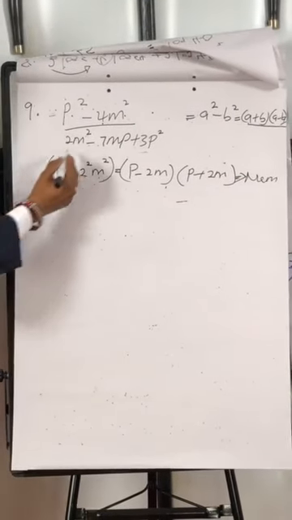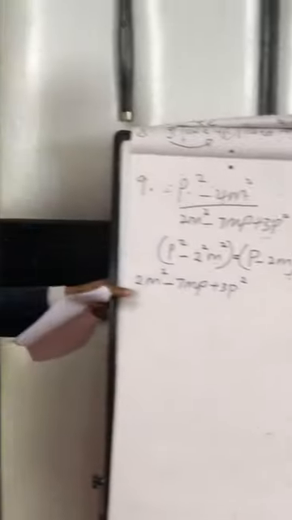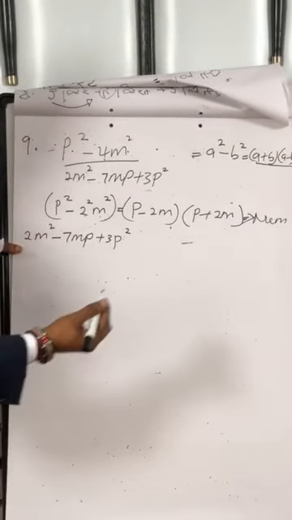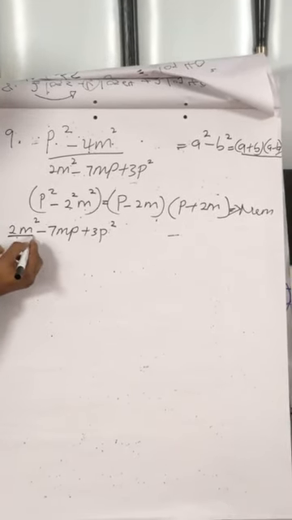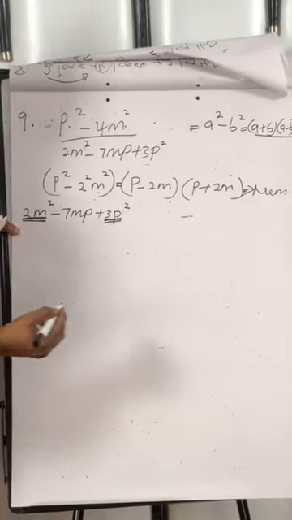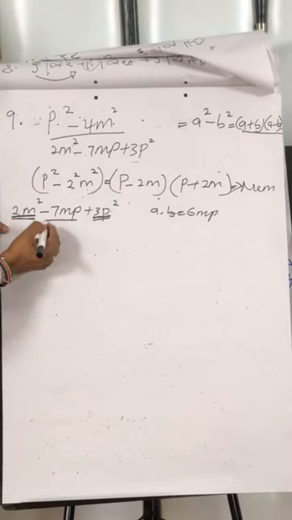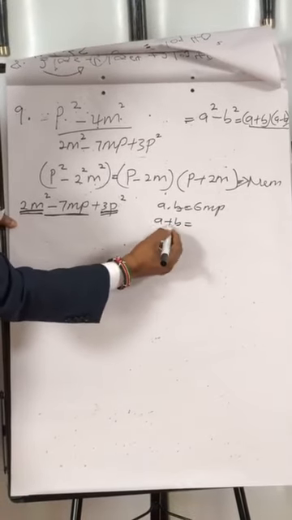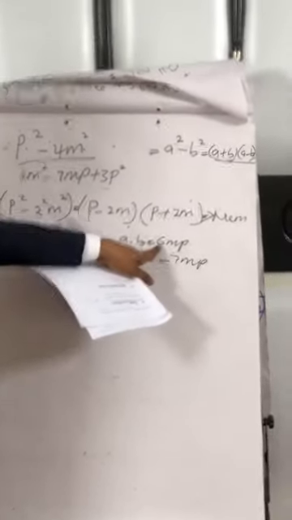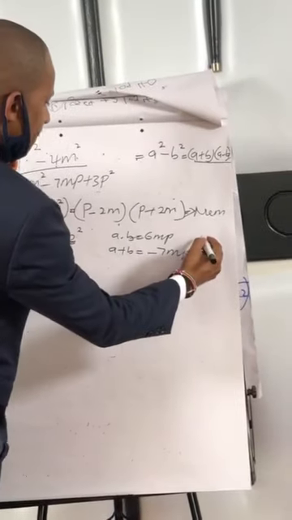Then we go to the denominator. At the denominator, we have 2m squared minus 7mp plus 3p squared. This is a quadratic expression, and we solve it just by factorizing. Look for two numbers that when you multiply give you 2m times 3p, which is 6mp, and when you add them, give you minus 7mp. So two numbers that multiply to give 6 and add to give minus 7 are minus 1 and minus 6.